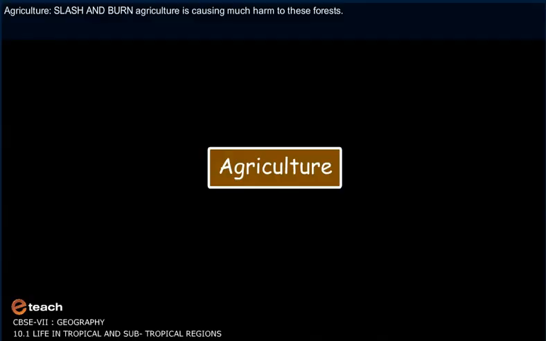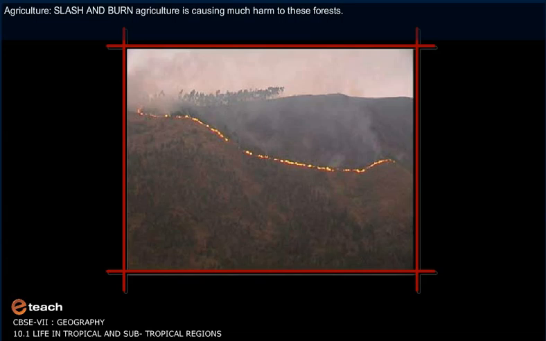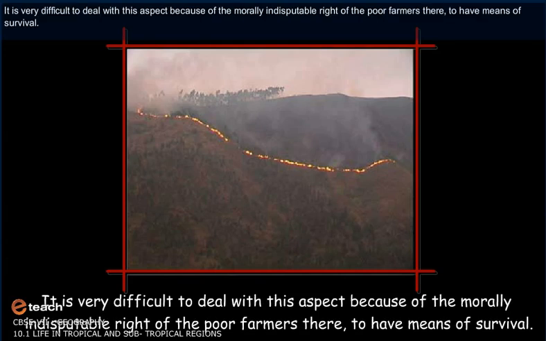Agriculture. Slash and burn agriculture is causing much harm to these forests. It is very difficult to deal with this aspect because of the morally indisputable right of the poor farmers there to have means of survival.